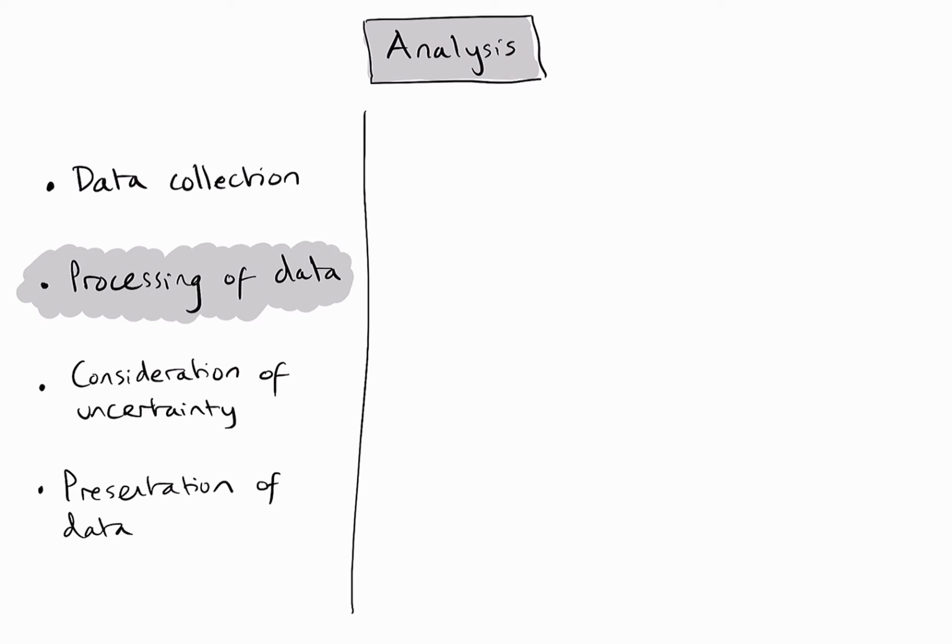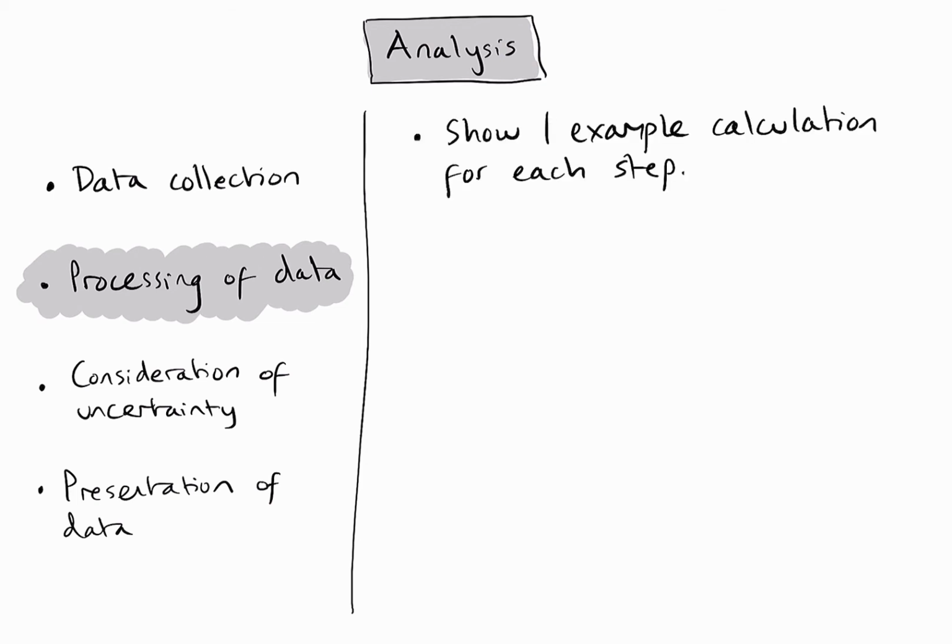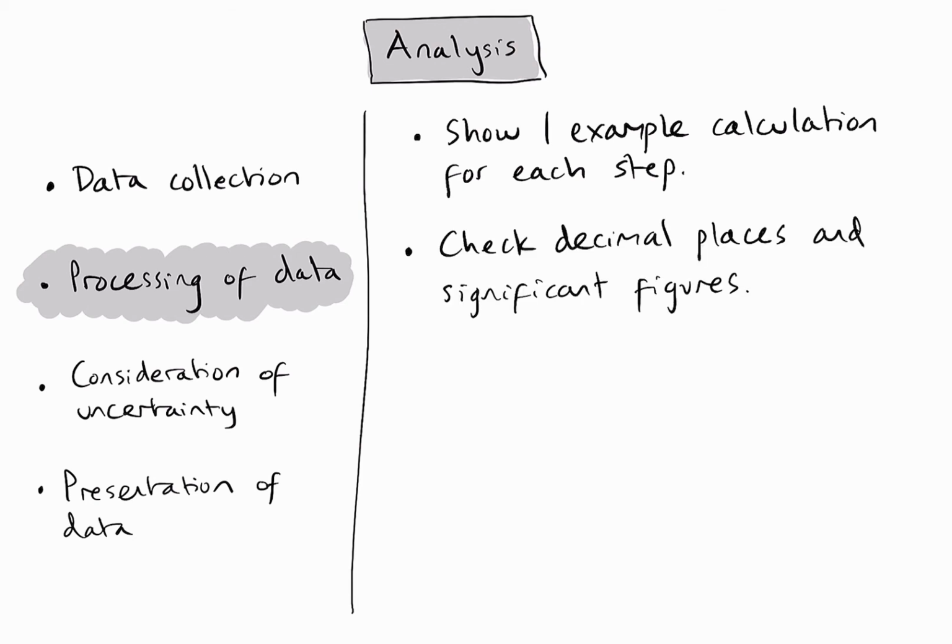This subsection is where you'll complete any relevant calculations, and the important point here is to show one example calculation for each step of the processing. And in each of these steps, you want to make sure to check the decimal places or significant figures depending on the calculations you're doing. It's also helpful to explicitly state what you're doing and why. And to do so, you'll want to state any formulas or equations that are being used.